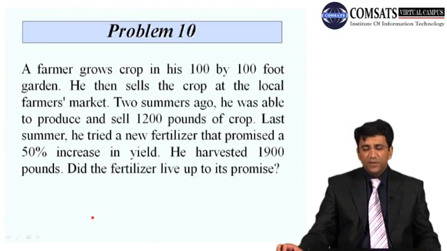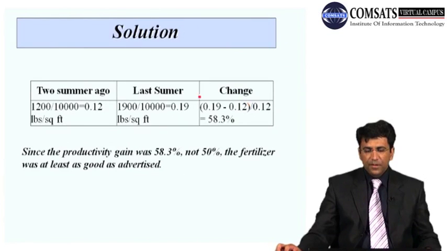Now students, again this is a very simple question. This is actually our output, that is 1200 pounds before the use of the new fertilizer, and this is our input, that is the 100 by 100 area of that particular crop land. So this is taken as input. 100 multiplied by 100 will be equal to 10,000. So students, 1200, the output, divided by this input, will be equal to 0.12 pounds per square foot. So this is our initial productivity.